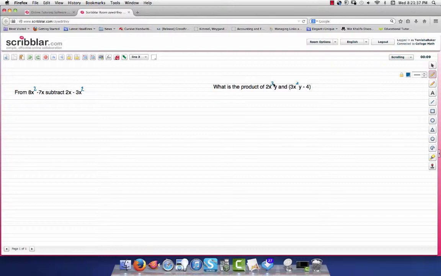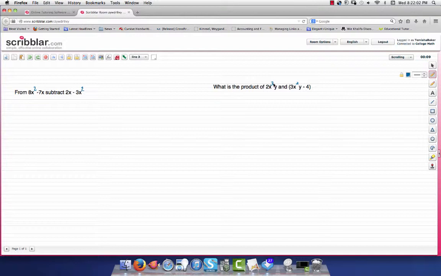It's the 9th edition, and these problems are on page 419 under Math Knowledge Subtest 5. These are questions 2 and 3. The first question says, from 8x squared minus 7x subtract 2x minus 3x squared.